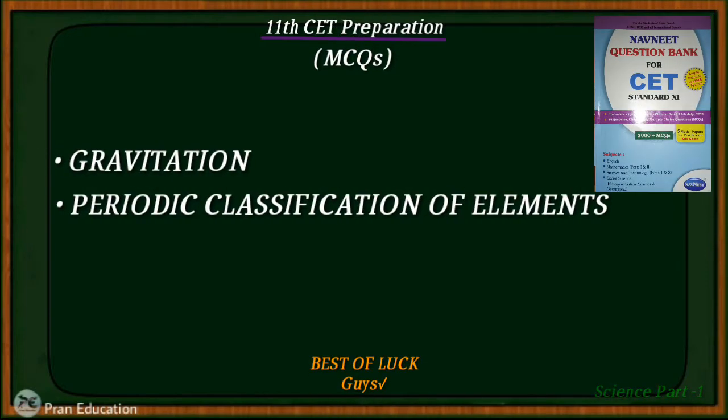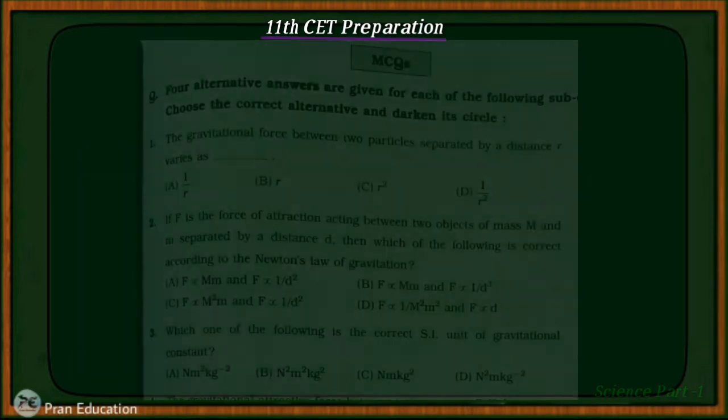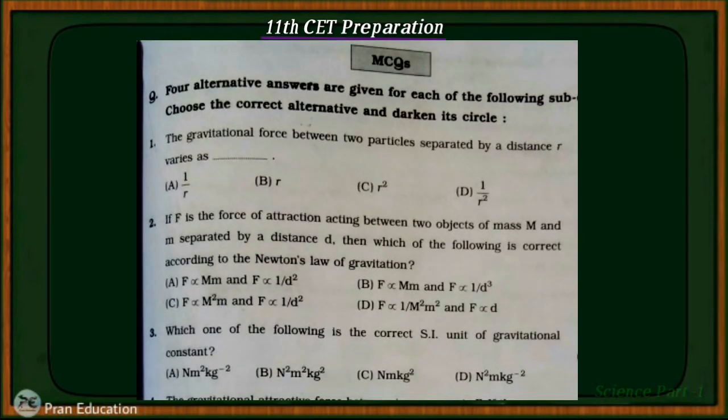Hello friends, today we are studying MCQs for CET exam preparation, subject science part 1, lessons gravitation and second periodic classification of element. Let's start the video. MCQs question. Four alternative answers are given for each of the following sub-questions. Choose the correct alternative and darken its circle.